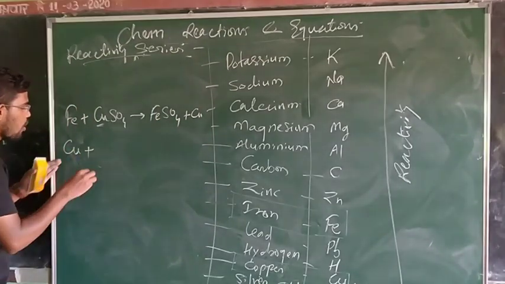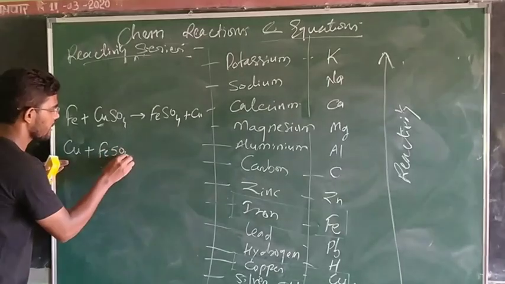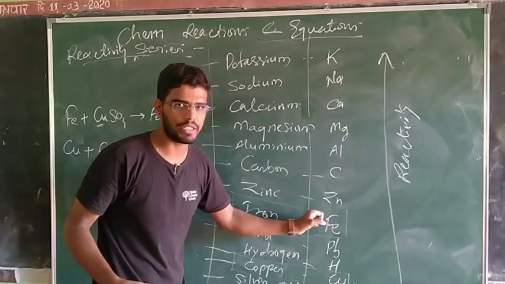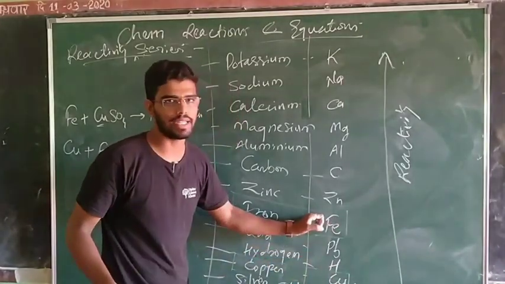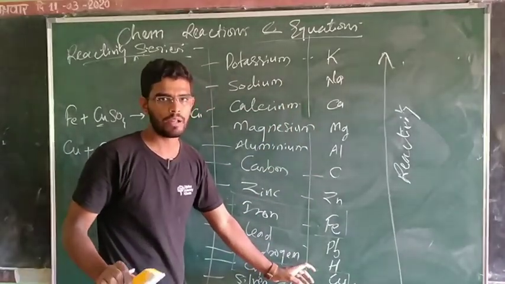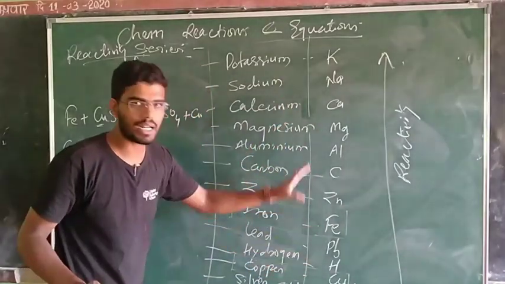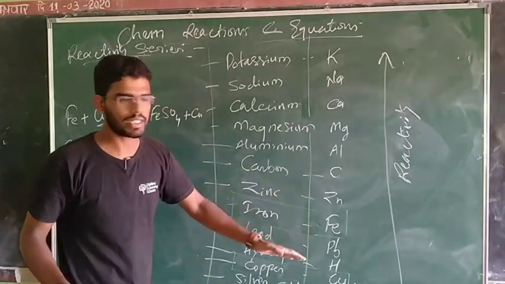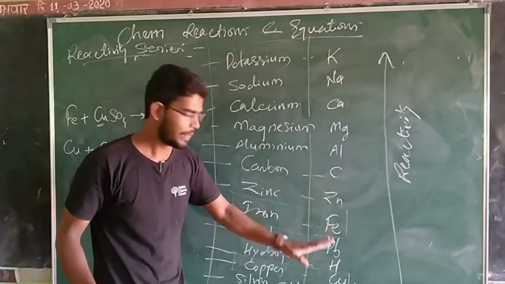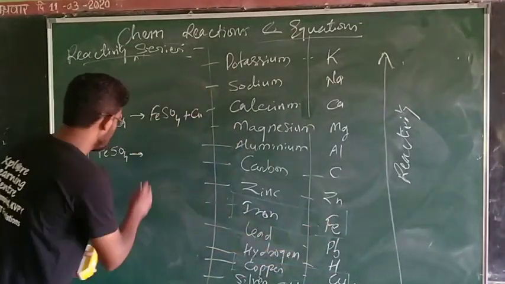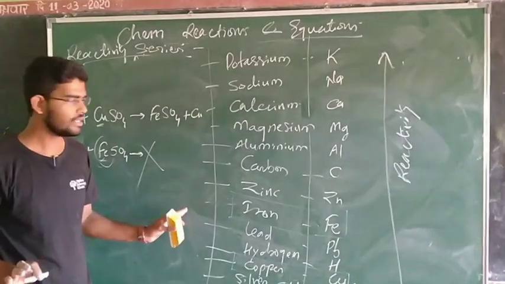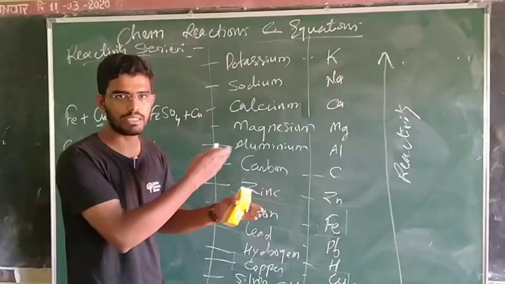In reverse, we have taken copper reacting with ferrous sulfate. In the chart, copper is less reactive than iron. So copper cannot displace iron according to the reactivity series. Why? Because these elements are arranged in decreasing order of reactivity. This is less reactive than this, and this is less reactive than this. So copper is less reactive than iron. It cannot displace iron from the compound. So that is the logic behind displacement reactions.